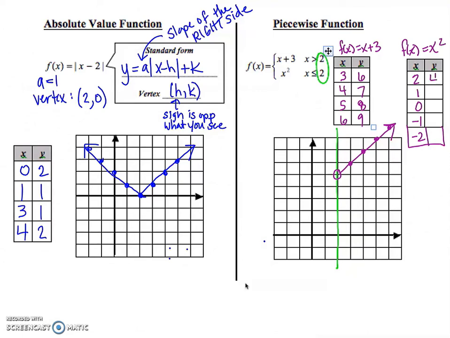So 2 squared is 4, 1 squared is 1, 0 squared is 0, negative 1 squared is 1, and negative 2 squared is positive 4. So when I graph these points, 0, 0, 1, 1, and negative 1, 1, and 2, 4, right there, and negative 2, 4. And of course the graph does continue on the left-hand side, but it stops on that green line on the right-hand side. So my piecewise function looks something like that.